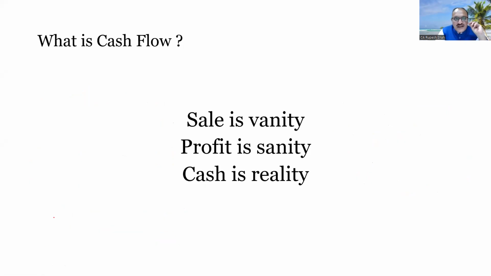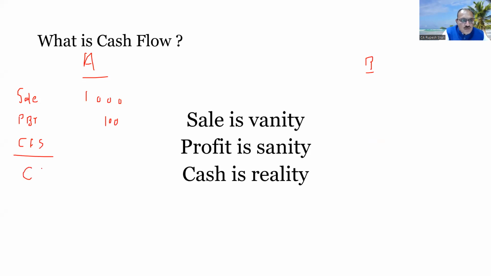Now, let us say company A and company B. Let us take two companies, right? And just pay attention that the sale of this company is say 1,000 crore, and say profit before tax of this company is say 100 crore, right? Now let us arrive at the cash flow statement of this company, right? Now say cash flow from operations of this company. If we arrive at it, what we do is start with profit before tax, 100 crore.